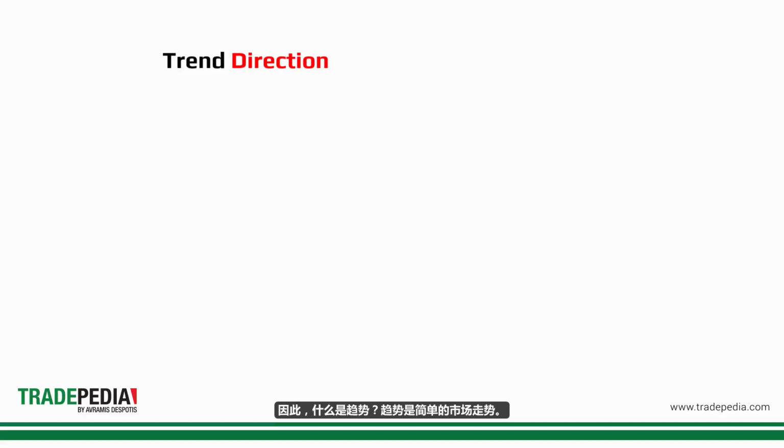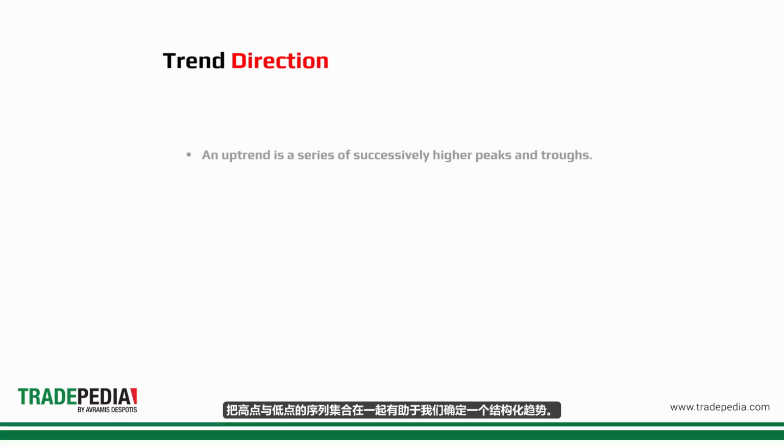So what is a trend? Well, a trend is simply the general direction of the market, yes? Whilst markets do not move in straight lines, they move in a series of zigzags that create tops and bottoms. Putting the sequence of these tops and bottoms together is what helps us identify a structured trend.